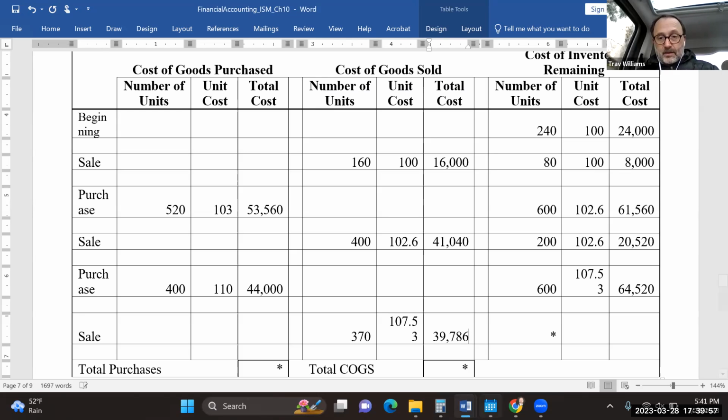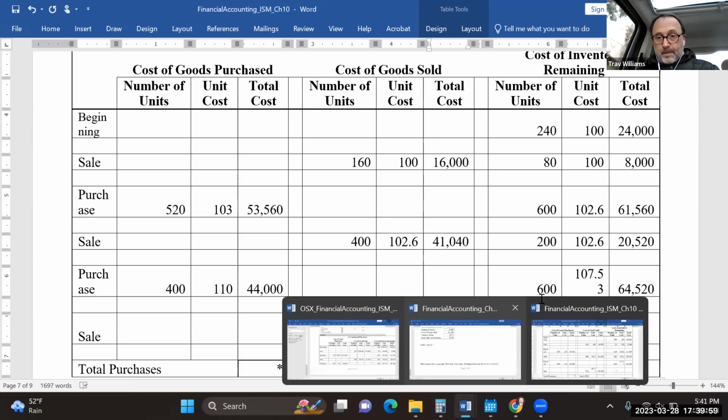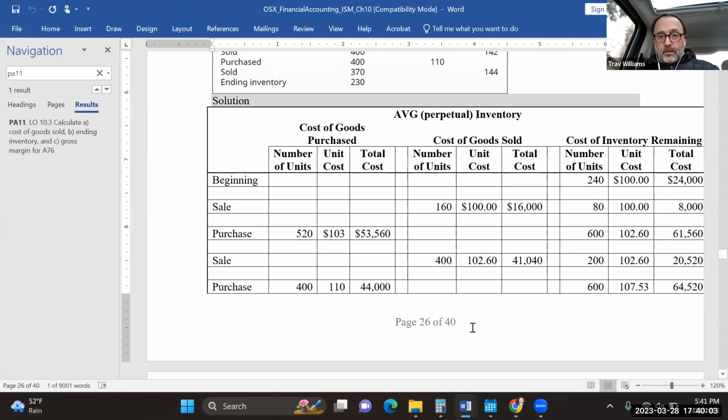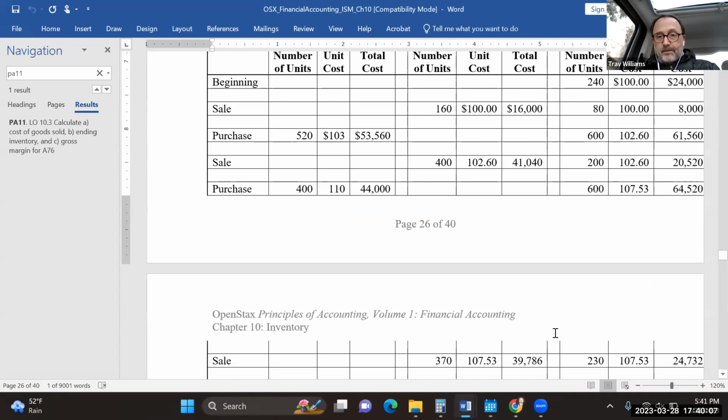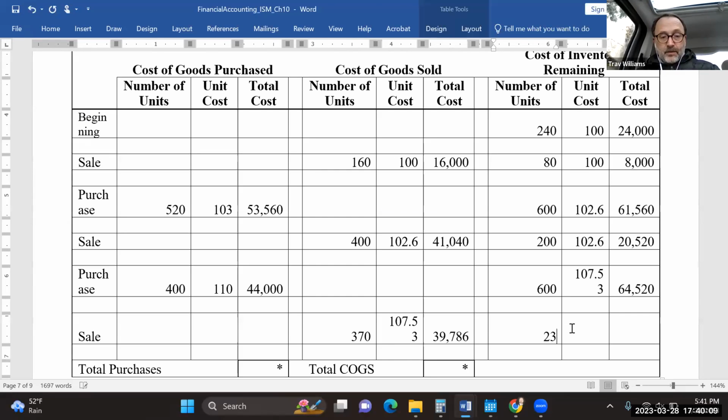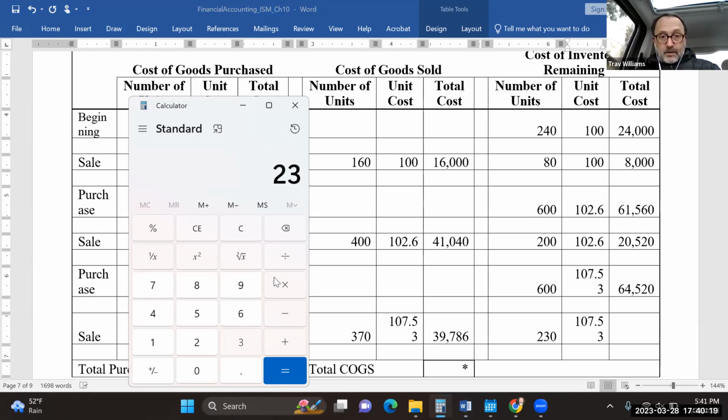Let me double check. Yeah. All right, which means we have 230 units remaining at 107.53. So that's going to be, okay, we'll round this one off to 24,732.